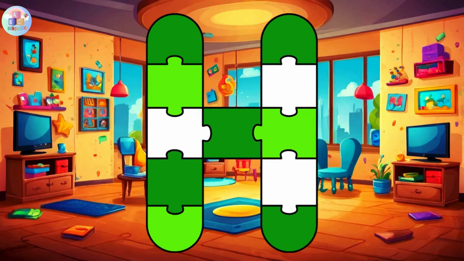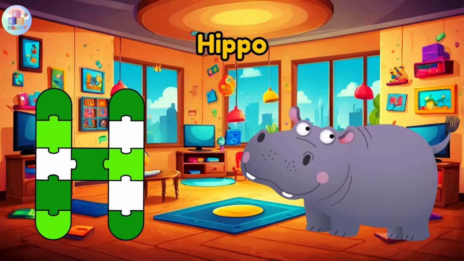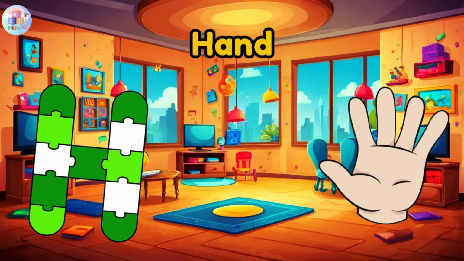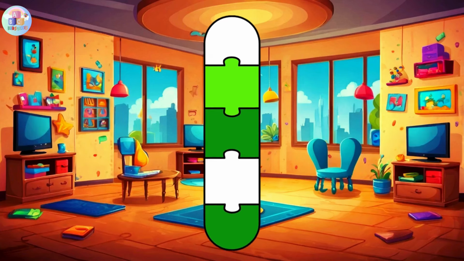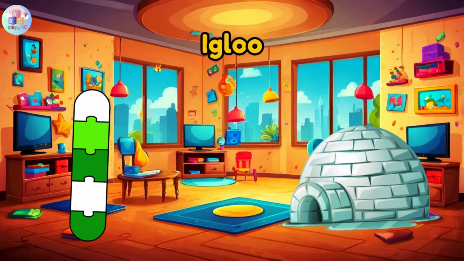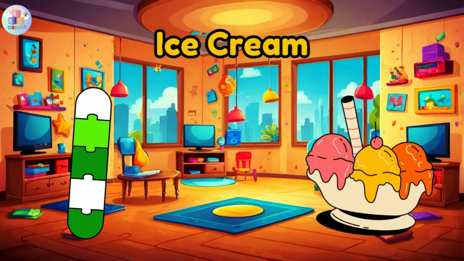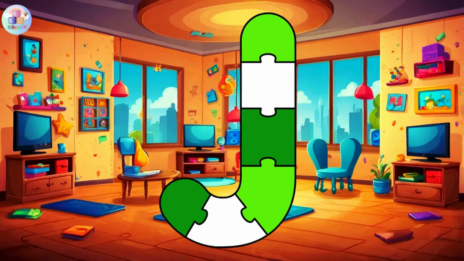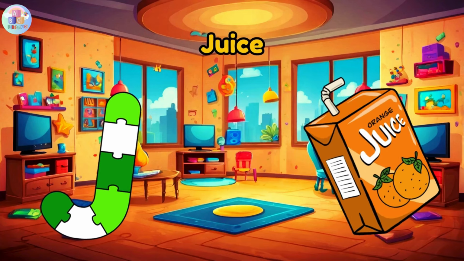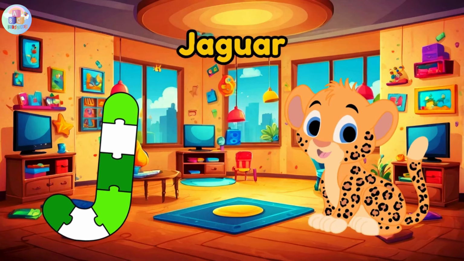H. This is the letter H. H is for hippo. H, H. H is for hand. H, H, H. I. This is the letter I. I is for igloo. I, I, igloo. I is for ice cream. I, I, I. J. This is the letter J. J is for juice. J, J, juice. J is for jaguar. J, J, J.